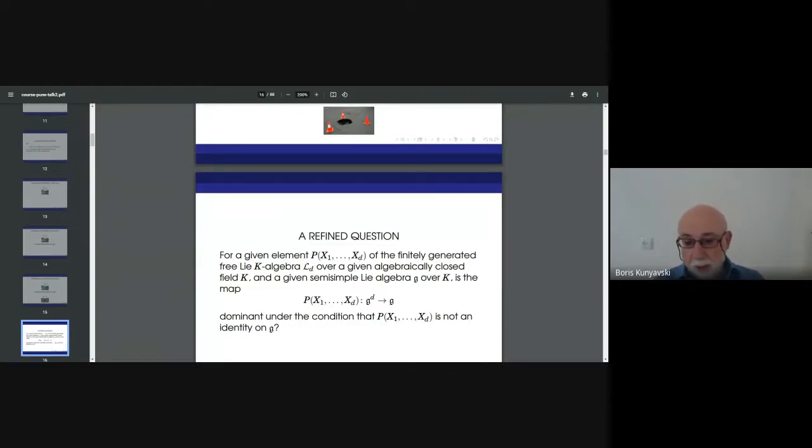The same situation was for groups. It was the word map. Let me remind you that it is by no means a group homomorphism. So here our P also is not a Lie algebra homomorphism. And we ask something about this map. Once again, is it dominant in the same sense as for groups? But here we impose an additional condition, which is necessary, as we saw: that this polynomial is not identically zero on our Lie algebra G. This is the question which we want to investigate.